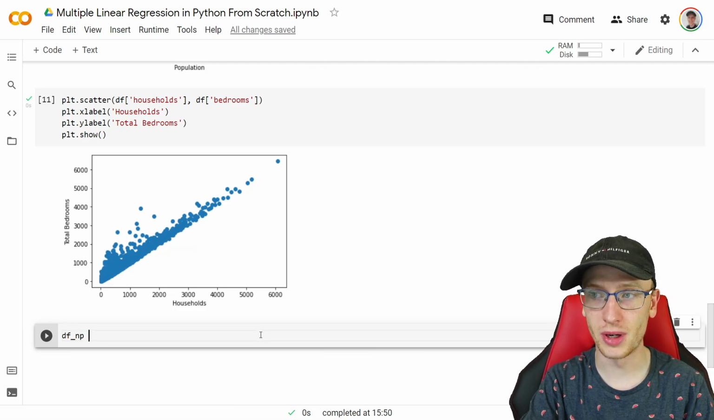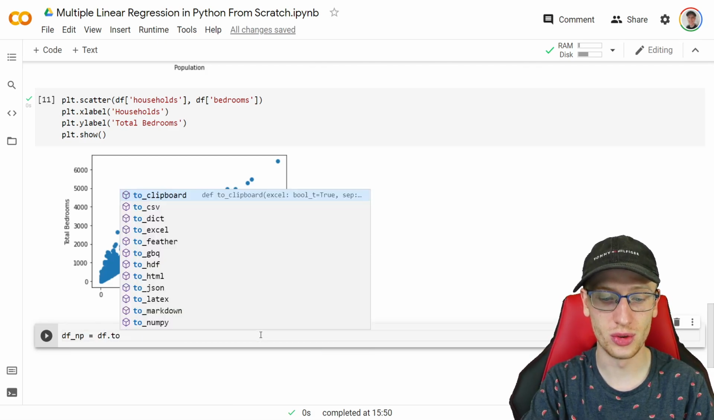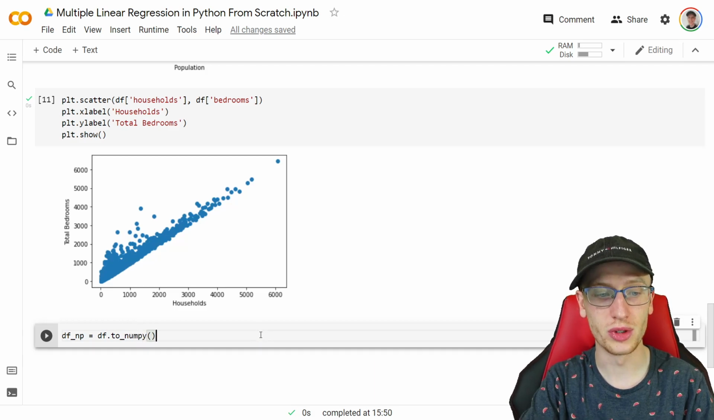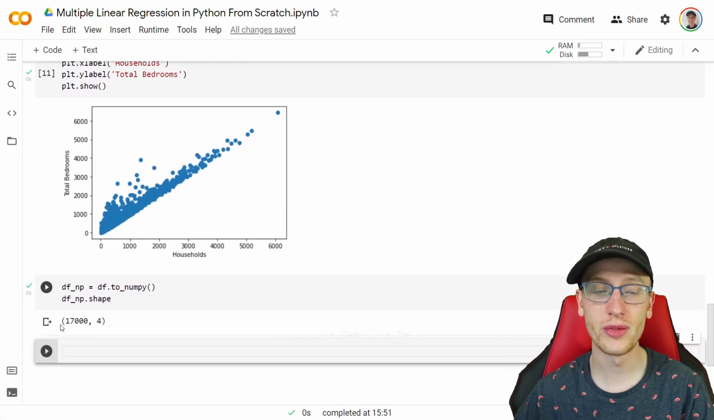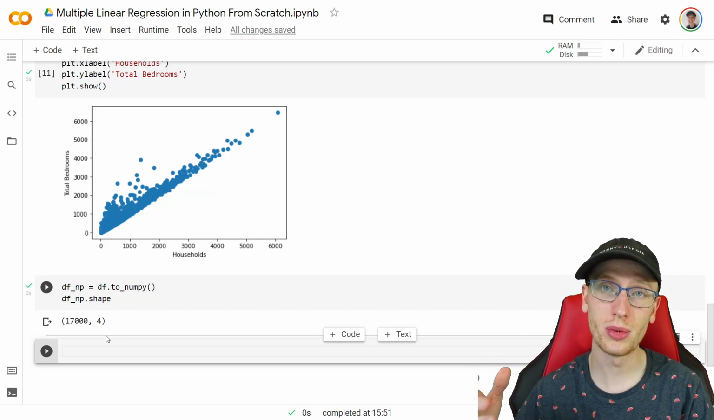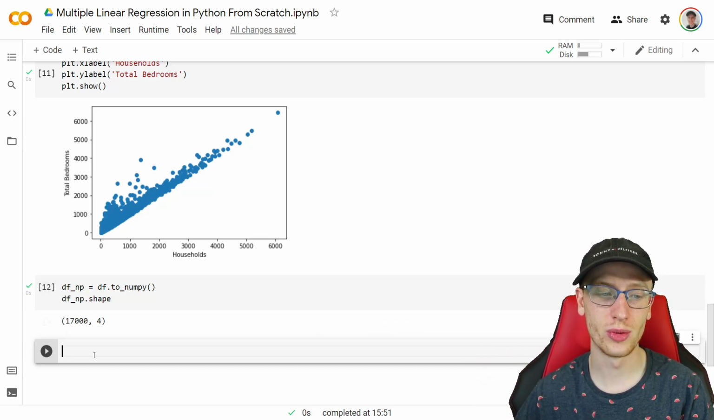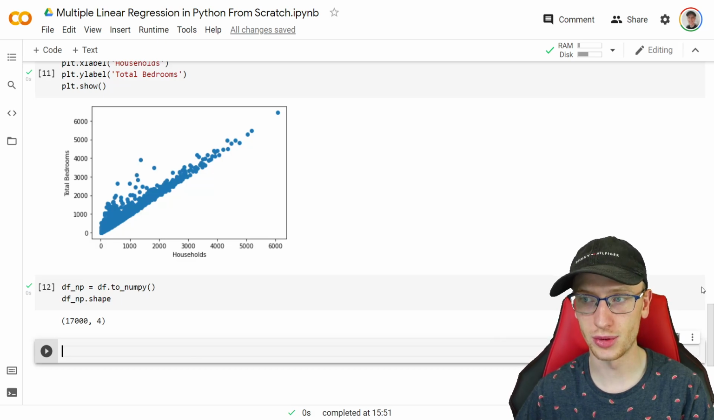df_numpy is equal to df.to_numpy(). Why am I doing this? Because we are converting to a numpy array, and numpy arrays have a shape. So we have 17,000 rows and 4 columns, where that last column is our output or y variable. The first 3 are different input variables.